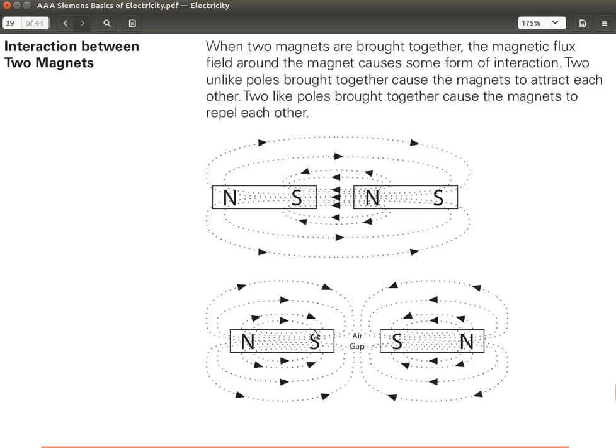Now note, the magnetic lines of flux do not cut across each other, but they can be bent out of shape like a spring blade.